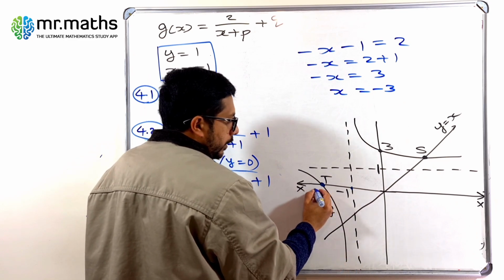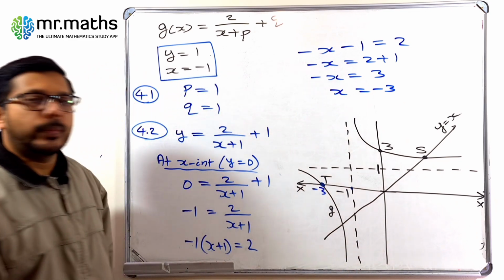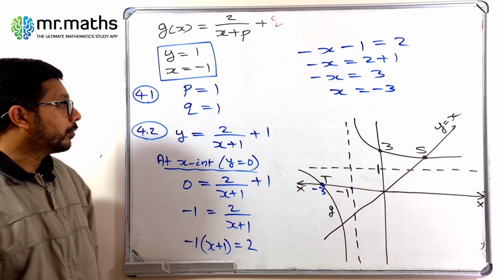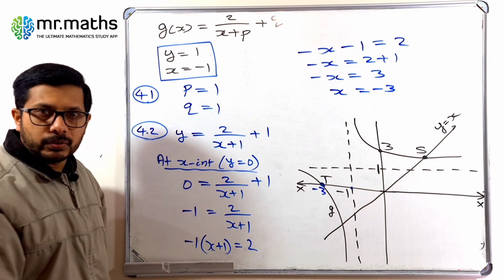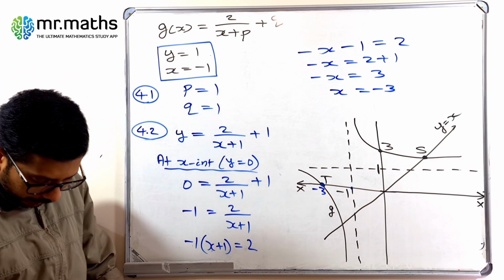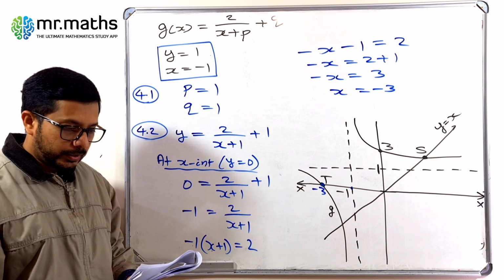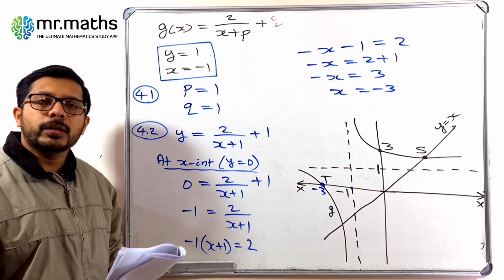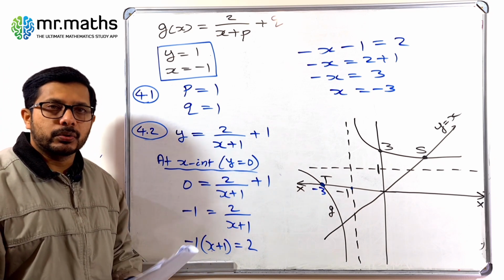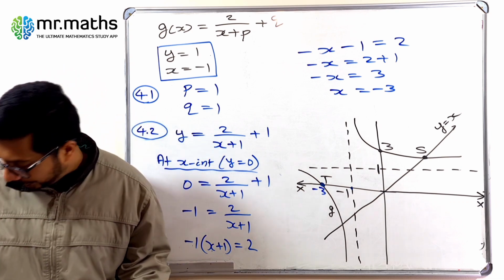So what is x? x is equal to minus 3. So it means that here the x value is minus 3. That is the x-intercept. So of course the y value is 0. Anyway, the question is to find the x coordinate. That means x is equal to minus 3. So that is question number 4.2. Now let's go to question number 4.3.